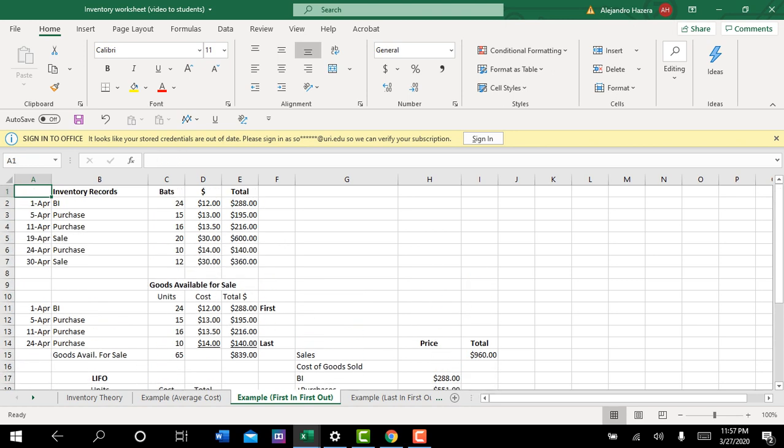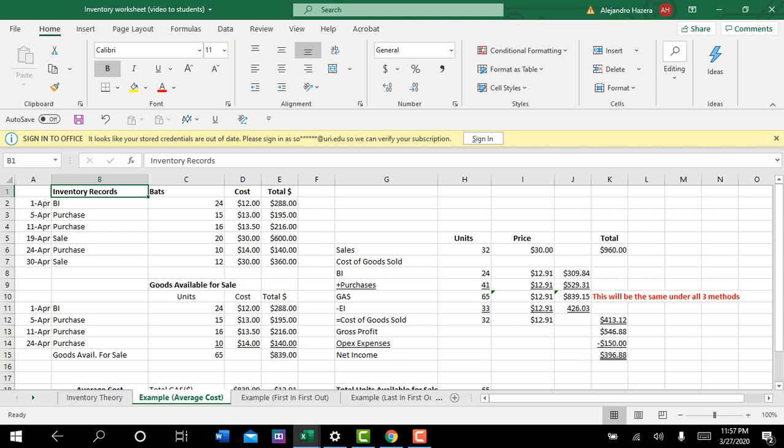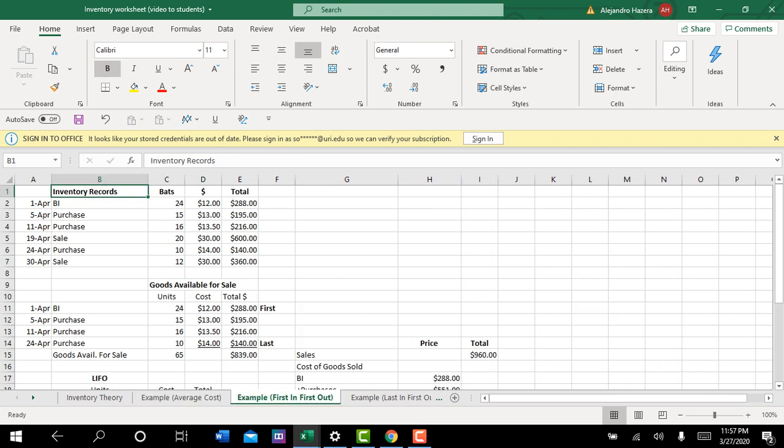65 units that I could have sold, and the total cost of those units was $839. So the total cost of those units.